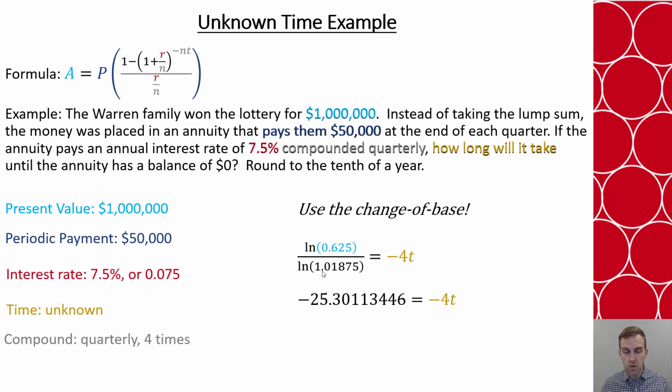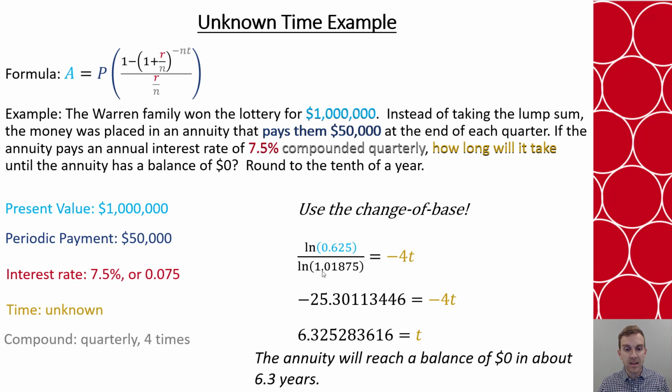25.30113446. I just pulled out every decimal I could from my calculator. Then I divide both sides by the negative 4, and now I can round that value to the 10th of a year and say that the annuity will reach a balance of $0 in about 6.3 years.